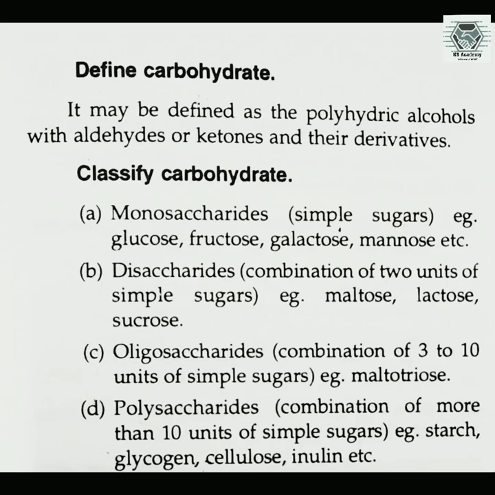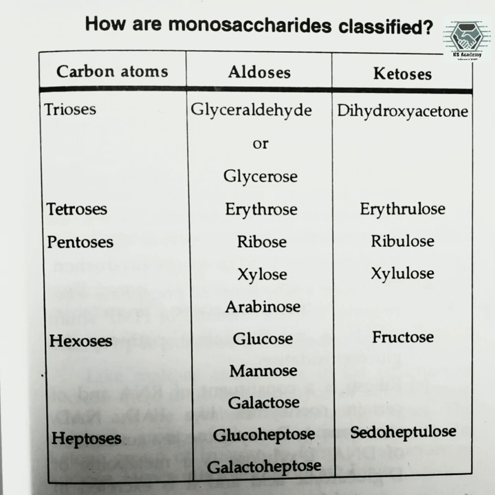Define carbohydrate. It may be defined as the polyhydric alcohols with aldehydes or ketones and their derivatives. Classify carbohydrate: monosaccharides, disaccharides, oligosaccharides, and polysaccharides. So examples are monosaccharides like glucose, disaccharides like maltose, oligosaccharide like maltotriose, and polysaccharide like cellulose, inulin, etc.